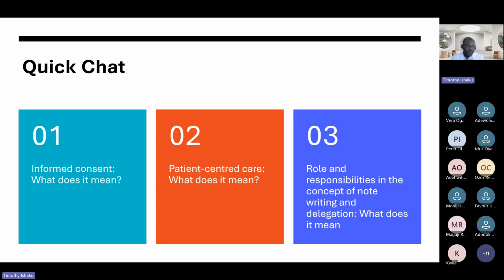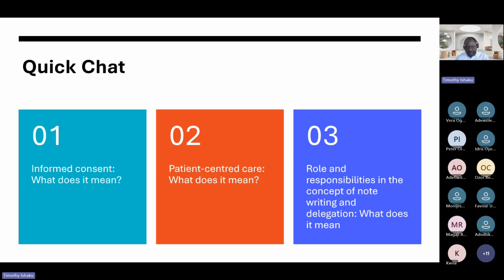So a lot. But I've spoken for roughly about an hour, and I want us to have a quick chat, really, about first, if there is any question on everything that I've spoken about in the morning, it's still morning, on note-taking and clinical documentation, but specifically starting with number one, informed consent. What does it mean?